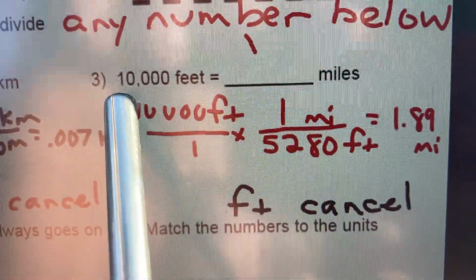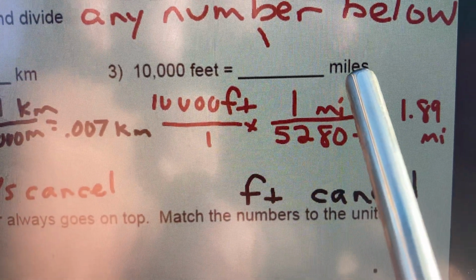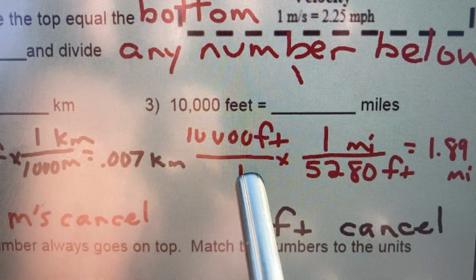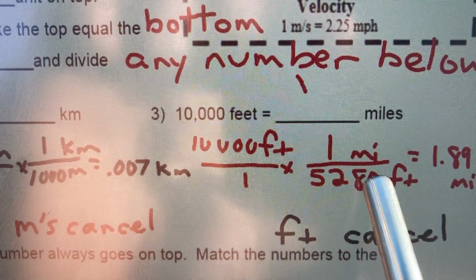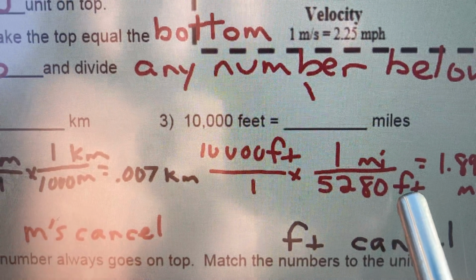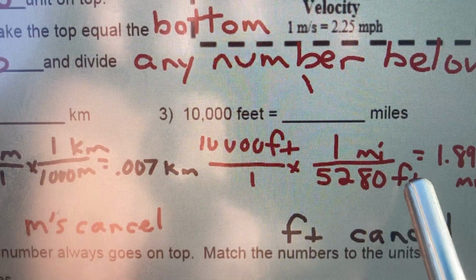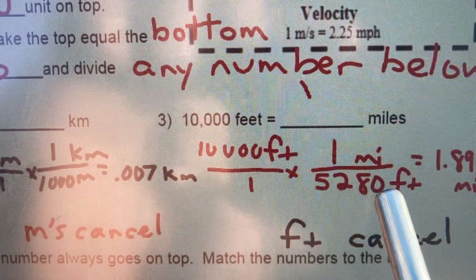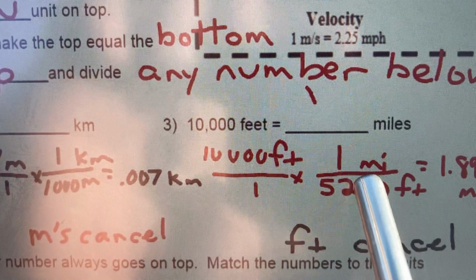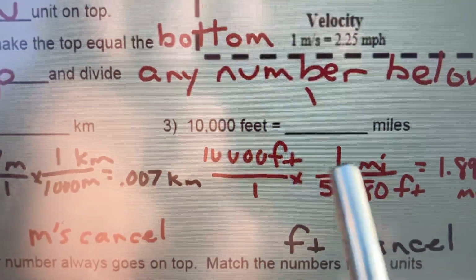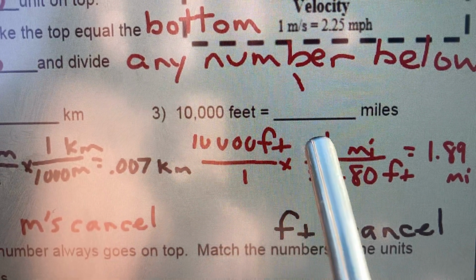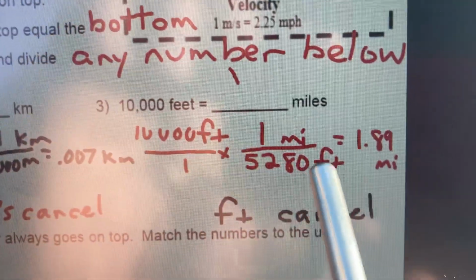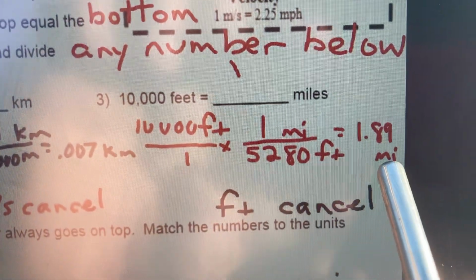Next one, we want to convert 10,000 feet to miles. So we write down what we're given as a fraction over 1. Multiply by another fraction. With the old unit on bottom, we want to get rid of feet. The new unit on top, miles. So now our feet are going to cancel out, leaving miles with our answer. Multiply numbers on top, 10,000 times 1. Divide by the numbers below, 5,280, and that gets us the 1.89 miles.